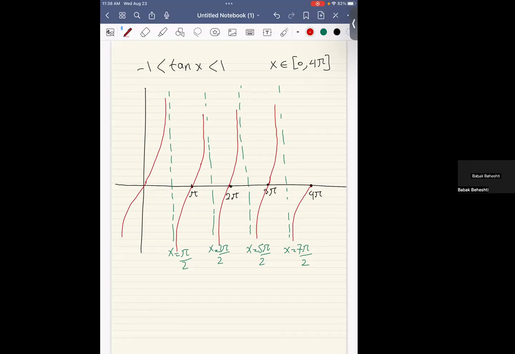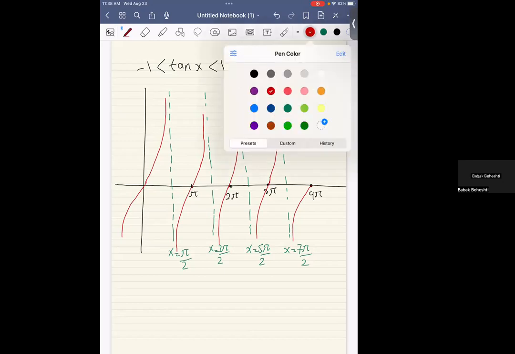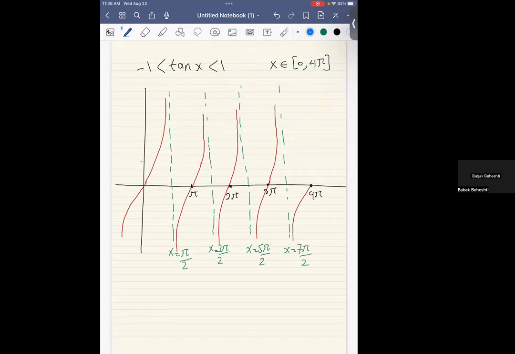Now we are looking for those values of tangent that are between 1 and -1. Let's say this is y equals 1, and the other line, y equals -1. So what region am I looking at? I'm looking at this region. Let me highlight this region, this region, this region, this region, and this region, between -1 and 1.